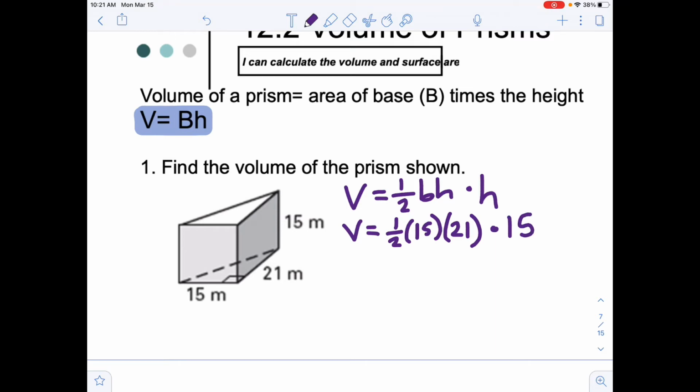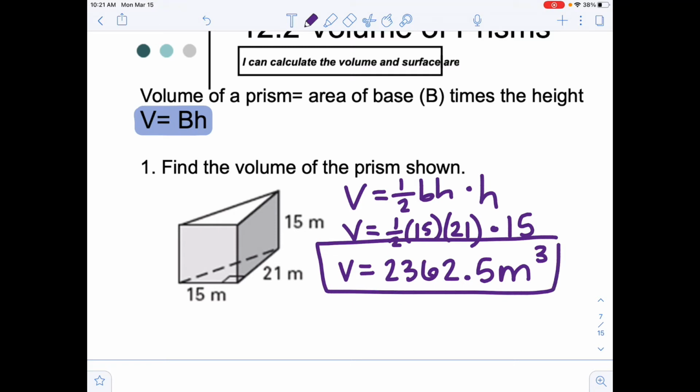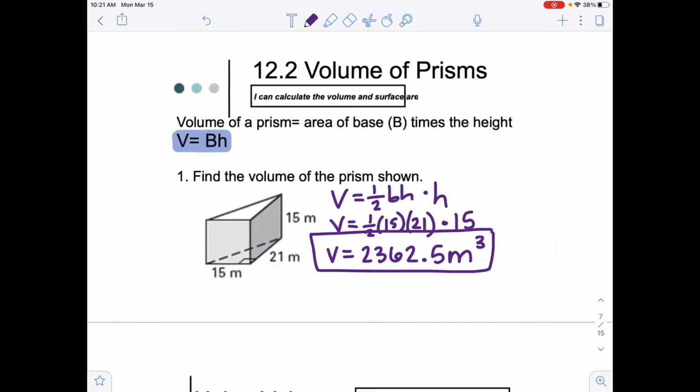Then I'm just gonna multiply all of this together. So in my calculator, I'm gonna take 0.5 for 1/2 times 15 times 21 times 15. When I multiply all those together, I get that volume equals 2,362.5 meters cubed. So area is squared, volume is cubed. So it's like how many square cubes can fit inside of this.